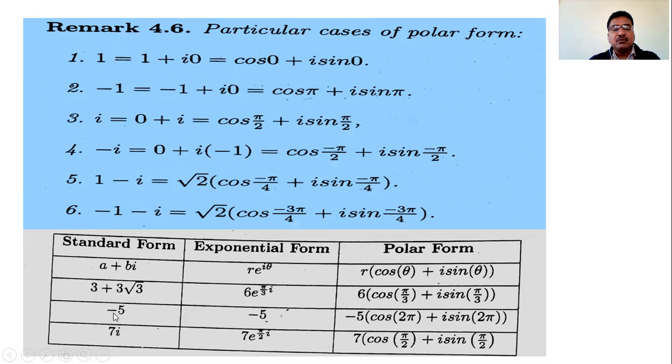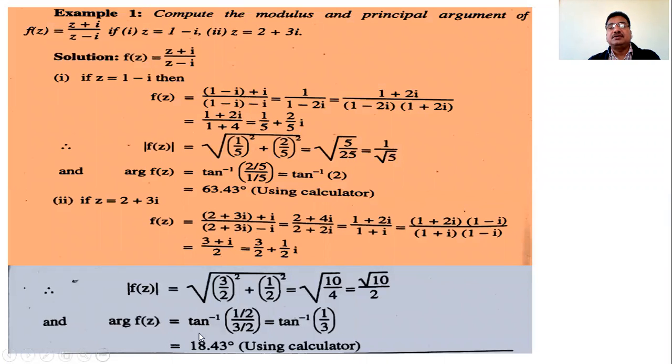Similarly, minus 5 means this is the number minus 5 plus 0i. So use the formula to obtain the principal argument and modulus. 7i means 0 plus 7i. Then find it. Its principal argument is pi by 2, and 7 is its modulus. So these are again some problems of finding the modulus and principal argument of a number.